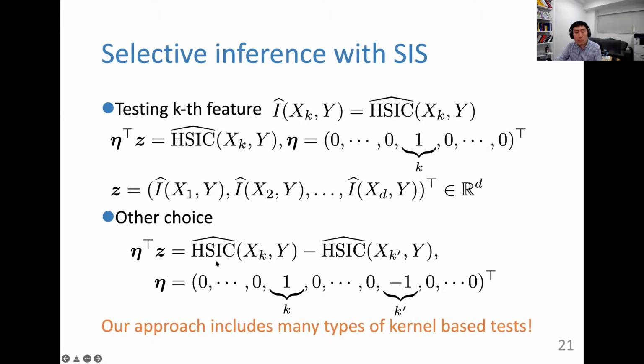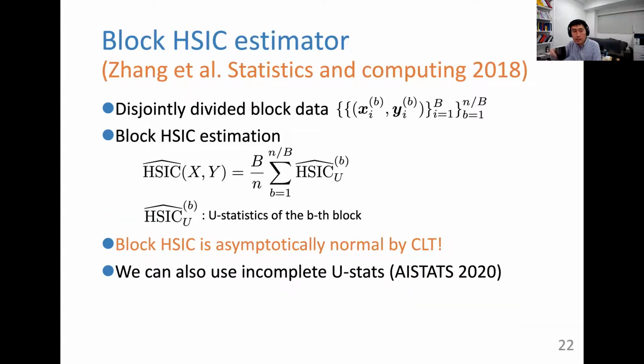But for example, you might want to check whether the k-th feature is better than the k prime feature. I don't know whether you would want to test this, but in this case, we can simply set eta to 1 and -1. Then we can directly use the polynomial lemma and do the testing. So actually, this formulation includes many types of kernel-based tests. This is one of the nice properties of the polynomial lemma. Do you have any questions at this point?